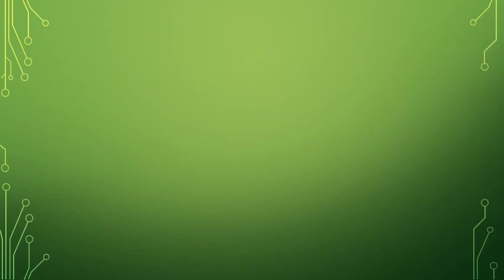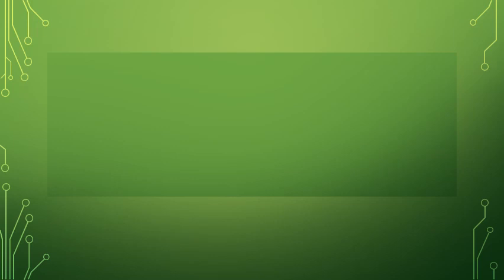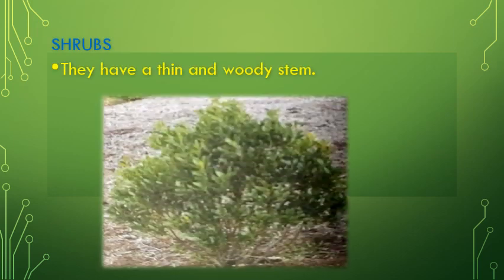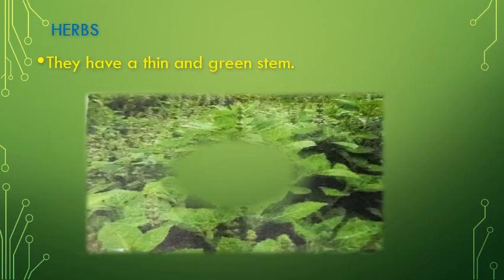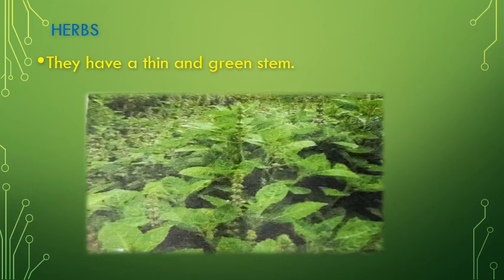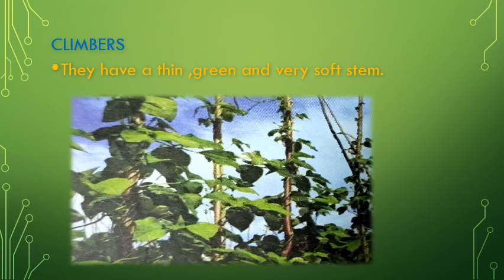Children, do you know different plants have different types of stem? So, let us know about different types of stems. Trees. They have a thick and woody stem called trunk. Shrubs. They have a thin and woody stem. Herbs. They have a thin and green stem. Climbers. They have a thin, green and very soft stem.